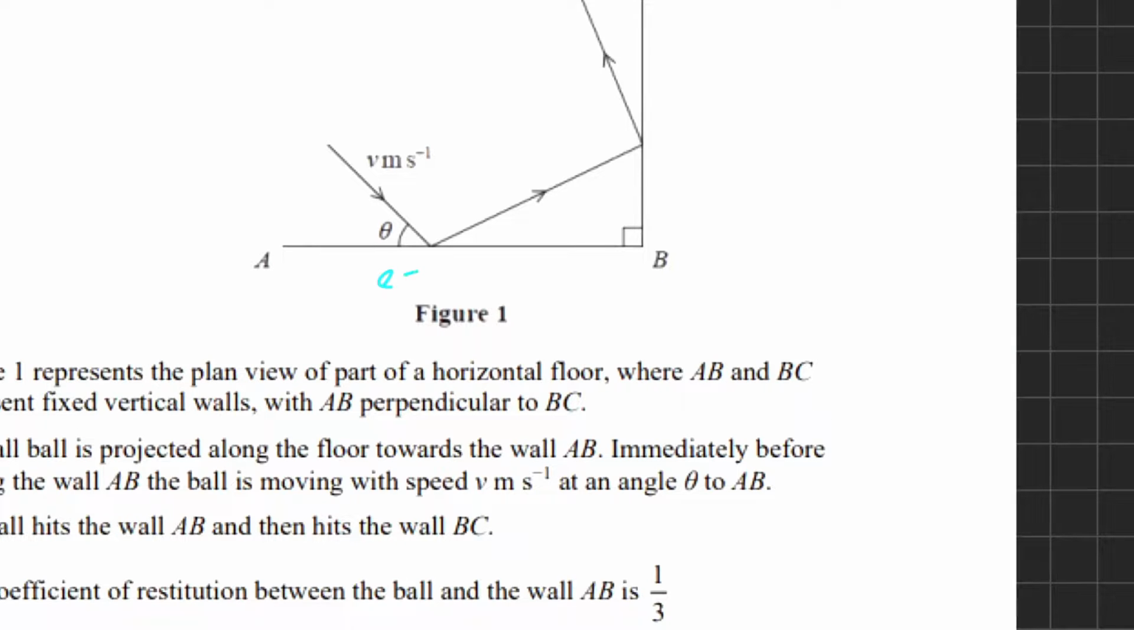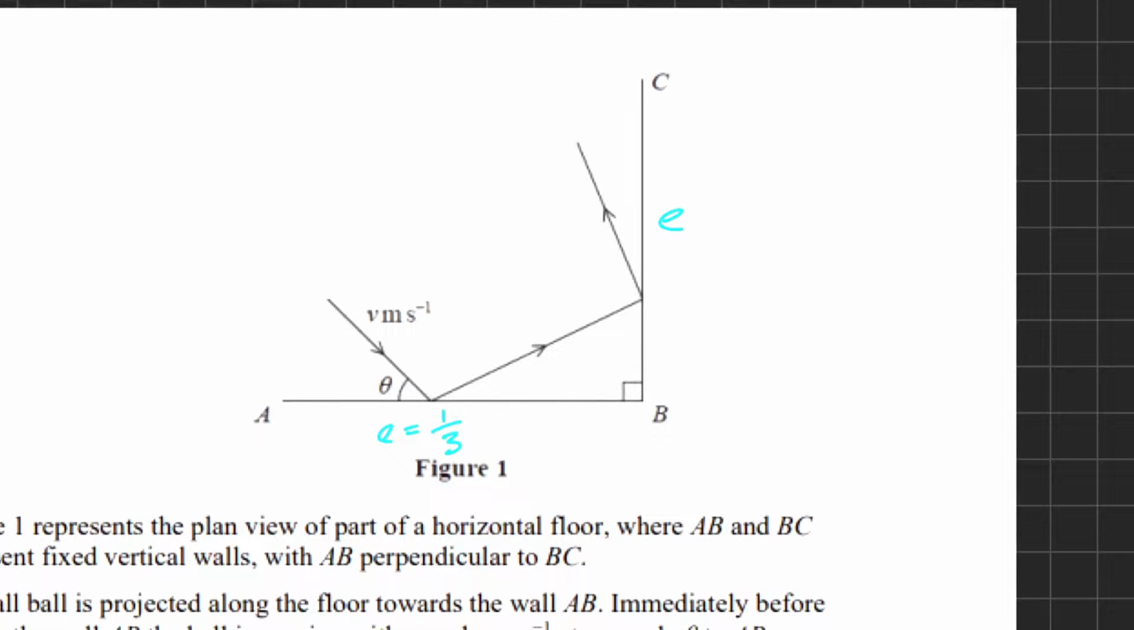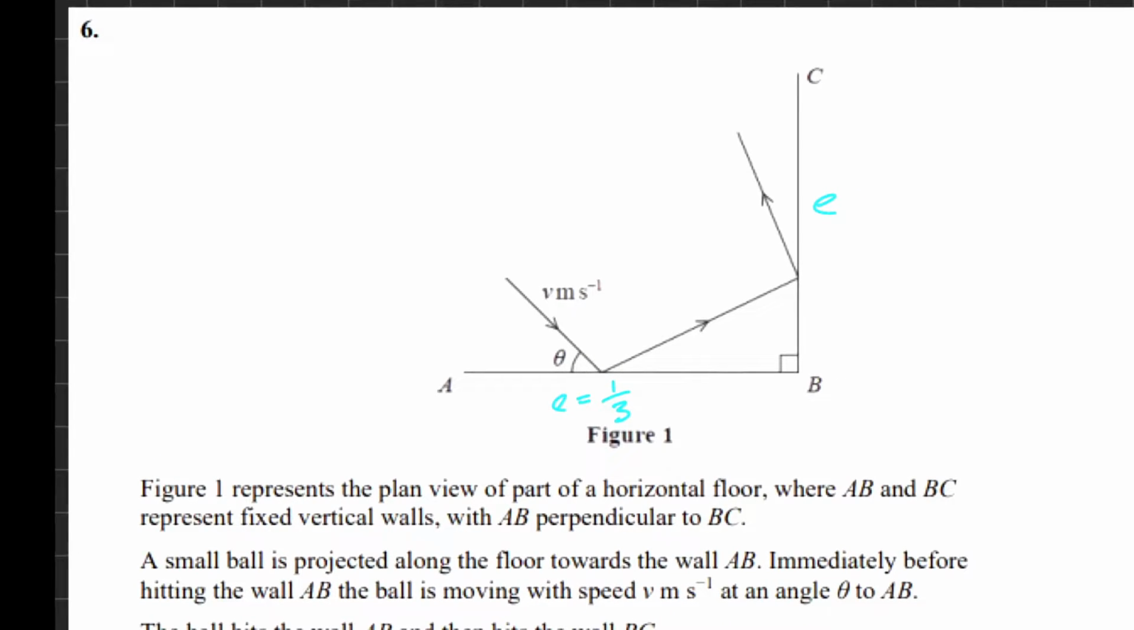Right, so we know that the coefficient of restitution between the ball and AB is a third, and we don't know the restitution between the ball and BC. So this is what we're going to do to start with. Now, we know that the ball loses half of its kinetic energy in the first impact.